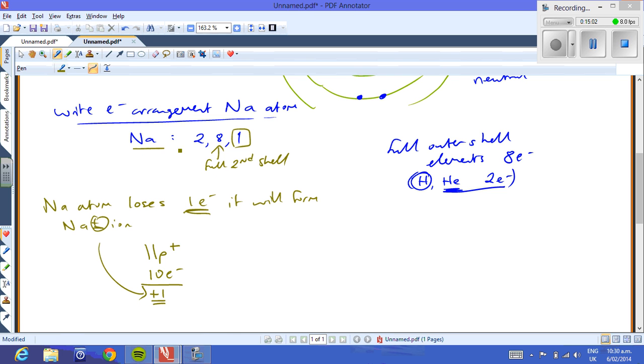And then if the electron arrangement for a sodium atom was 2, 8, 1, and we remove that electron, then the electron arrangement for a sodium ion will be 2, 8, and that's it. And it's happy now because it has a full outer shell, where it was unhappy up here. And this is considered more stable.